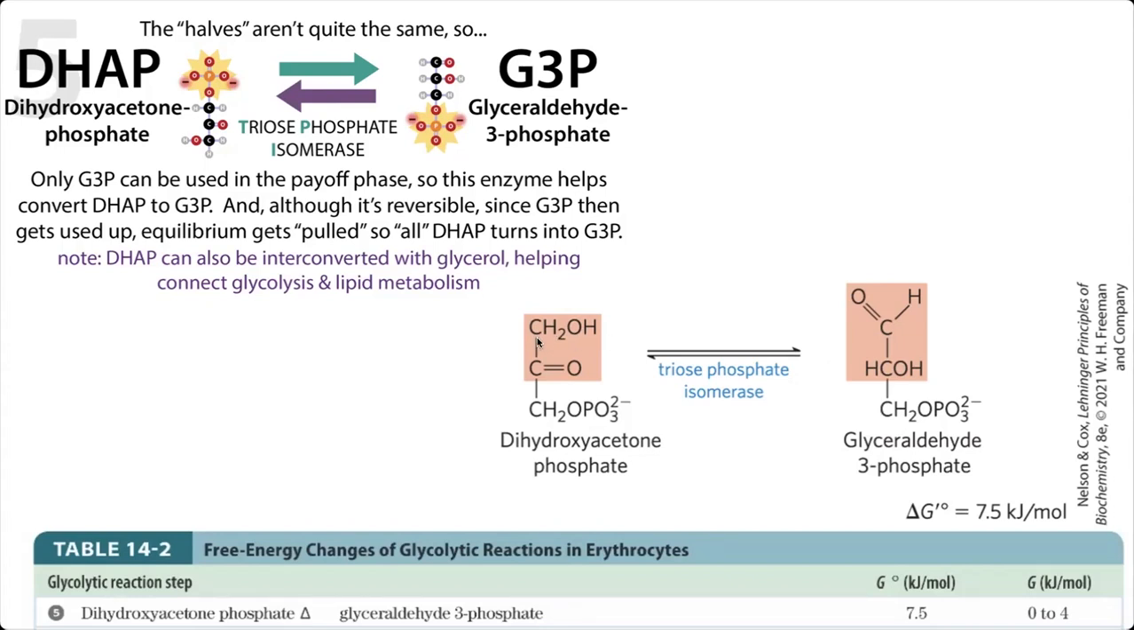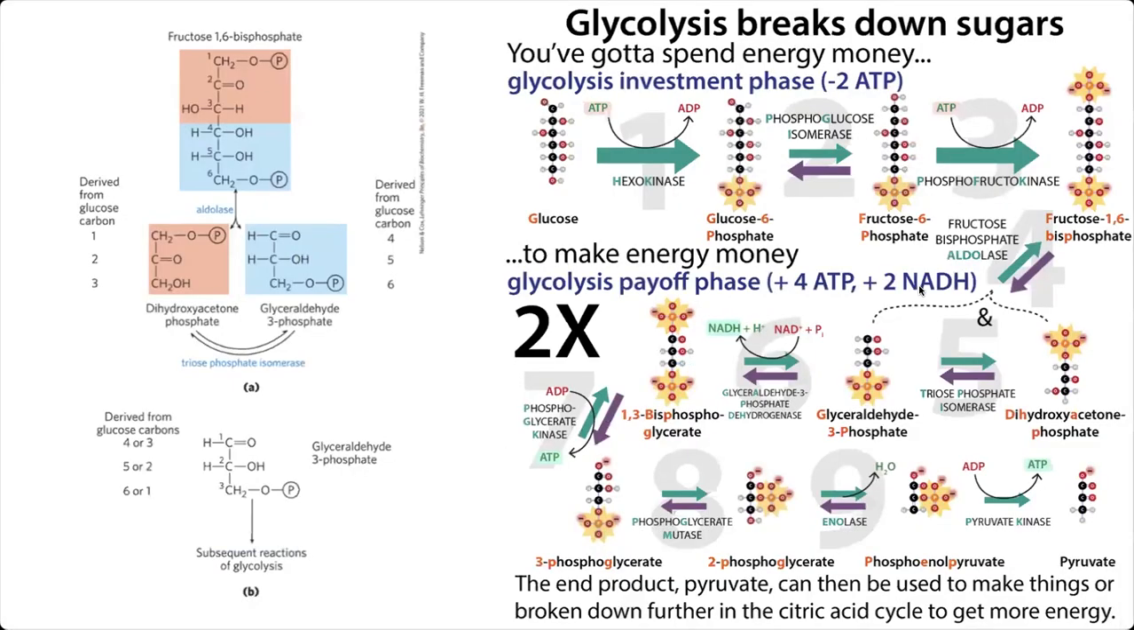And you can just see that it's basically changing the place of this OH group versus the carbonyl group. So we go from having a ketone to having an aldehyde, more specifically glyceraldehyde 3-phosphate. This is a pretty energetically neutral reaction, so we can easily interconvert these.